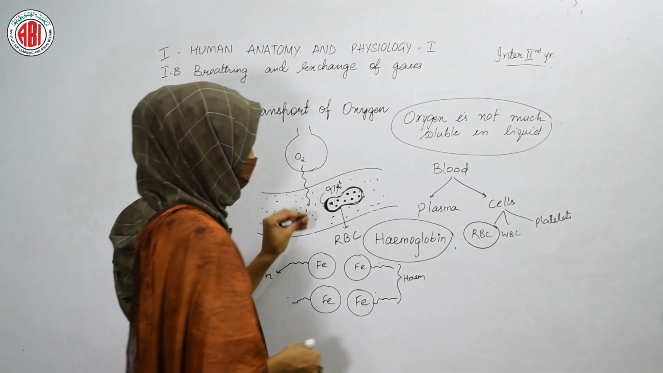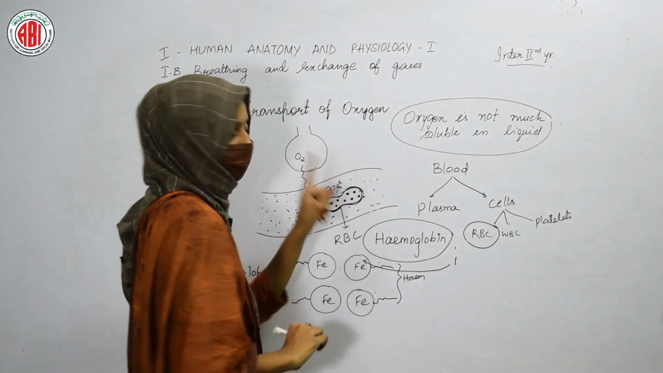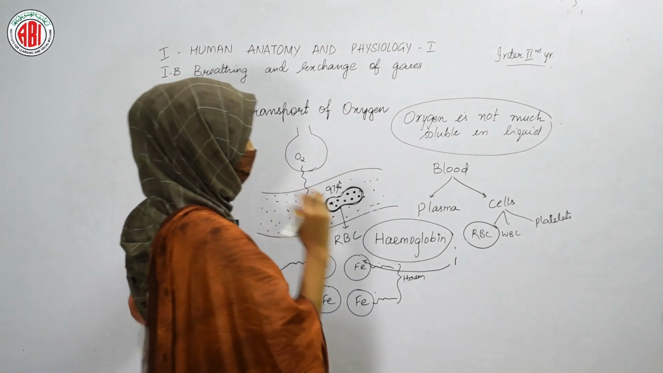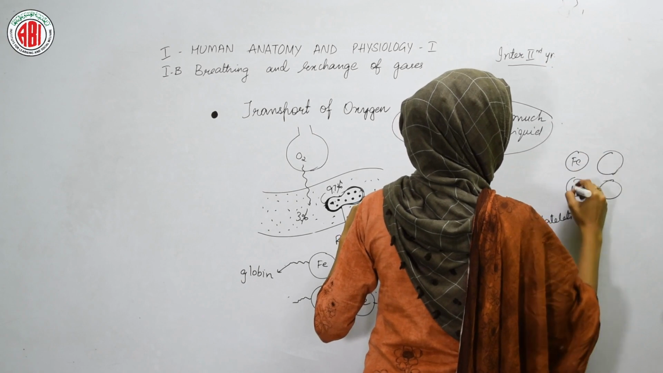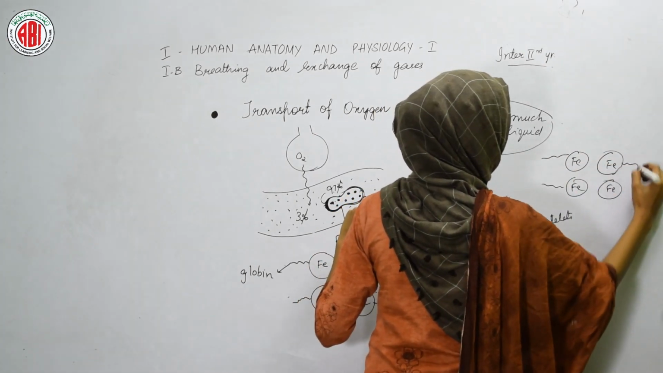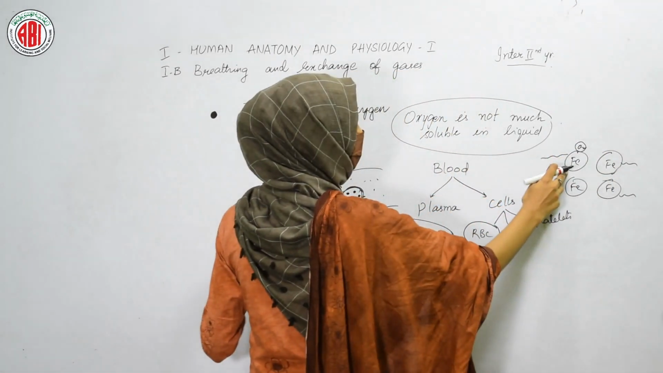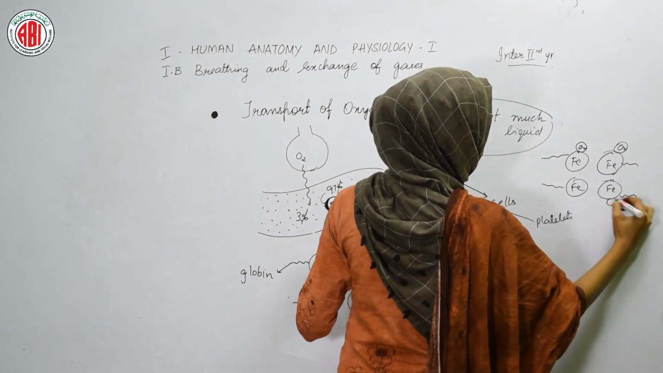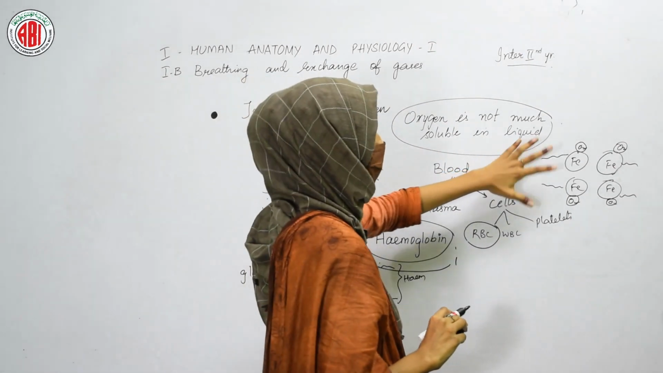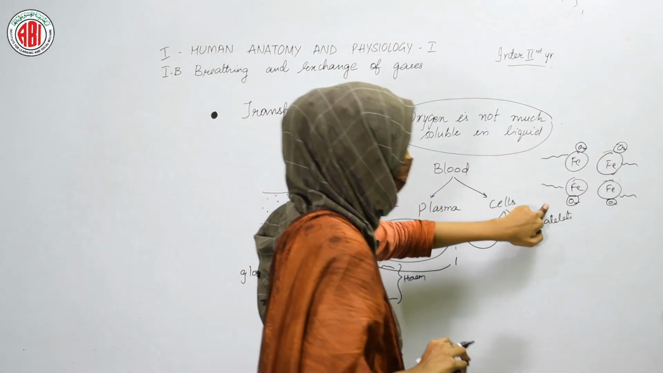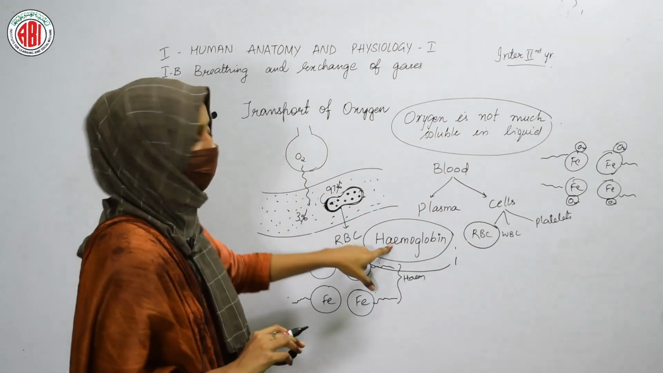Now one oxygen molecule can bind to one heme group of hemoglobin. So if this is again the structure of hemoglobin, with heme groups, iron metal, and proteinaceous globin chains, one oxygen molecule can bind to one heme group. Likewise, 4 oxygen molecules can bind to one hemoglobin.